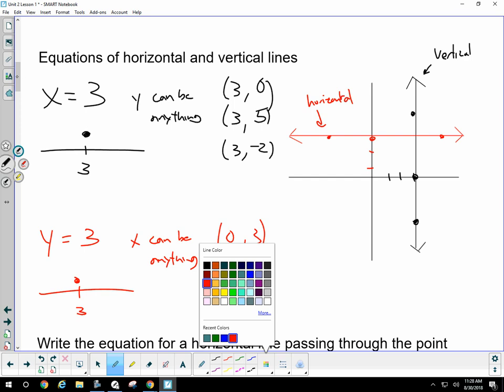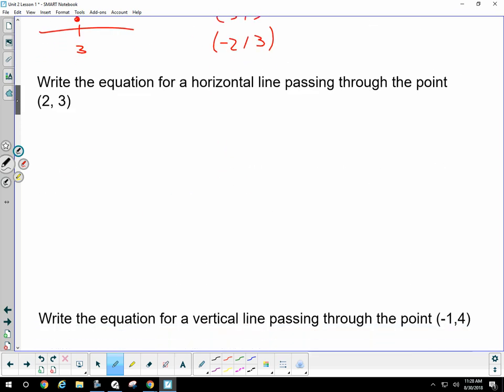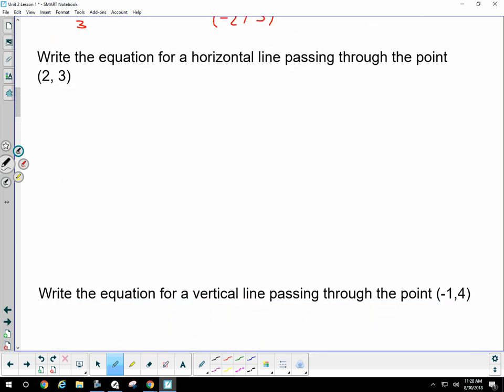So some questions that could be asked are: write an equation for a horizontal line passing through the point 2, 3. Well, 1, 2, 1, 2, 3. Here's that point. Horizontal is the flat line. So what is consistent about this line and all the points on this line? The y-coordinates are 3. So that would be a y equals 3 equation.